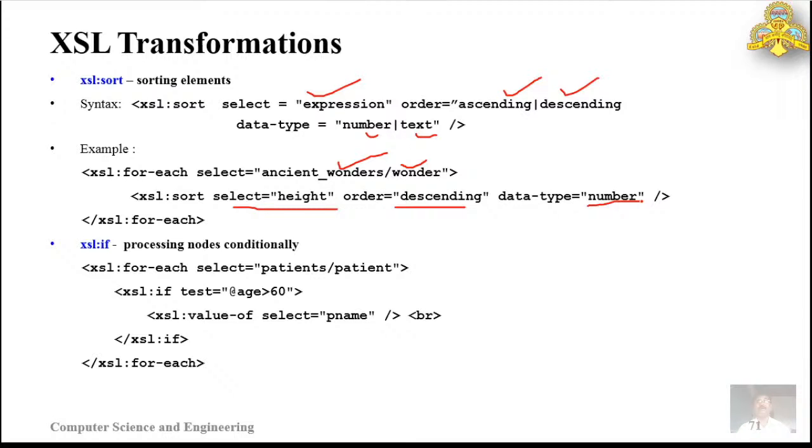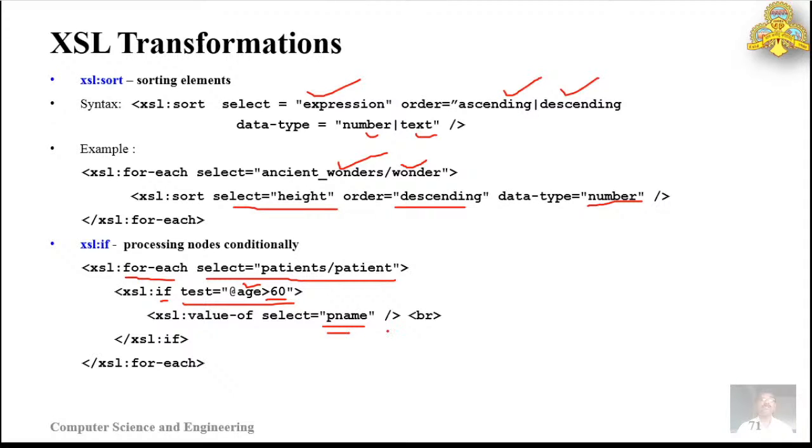And also we can have conditional execution. For-each select, that is the element name we are providing here, then xsl:if, that is the if condition, and here is the condition, that is test equals age greater than 60. If the current row's age element has a value greater than 60, then the value of pname is extracted.